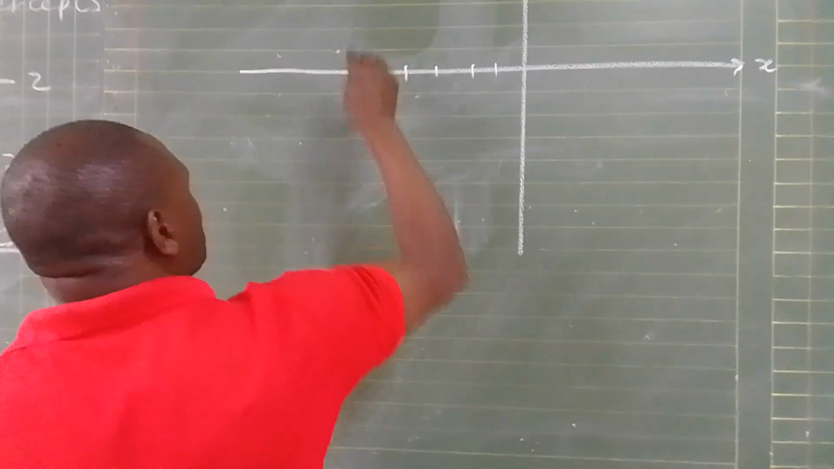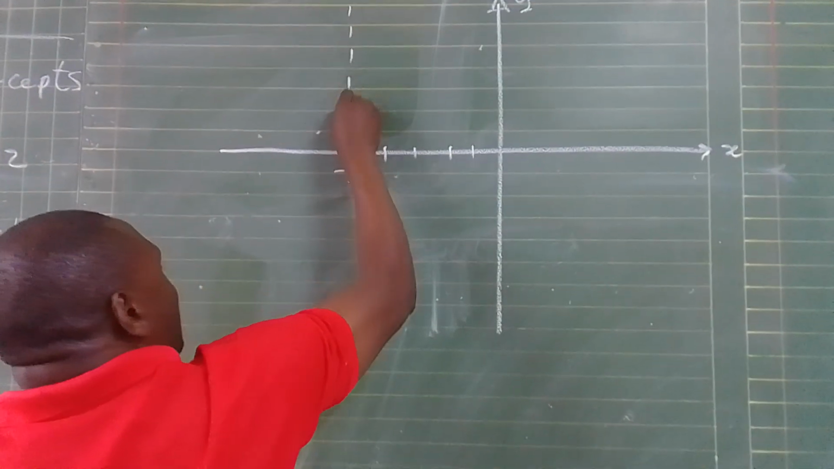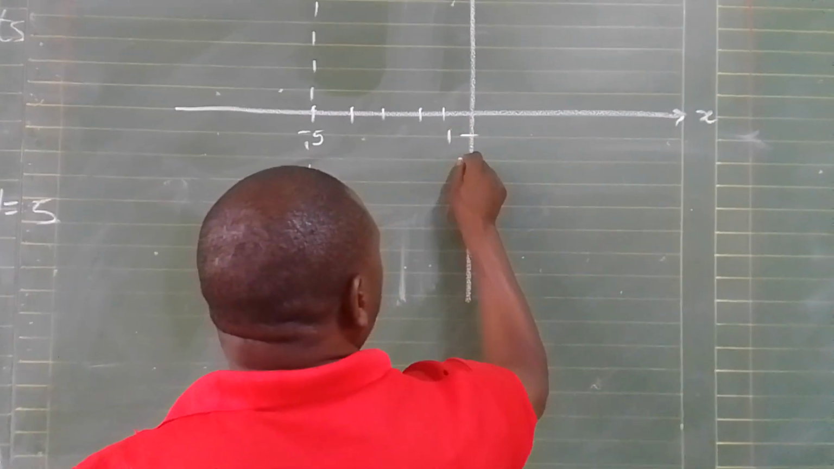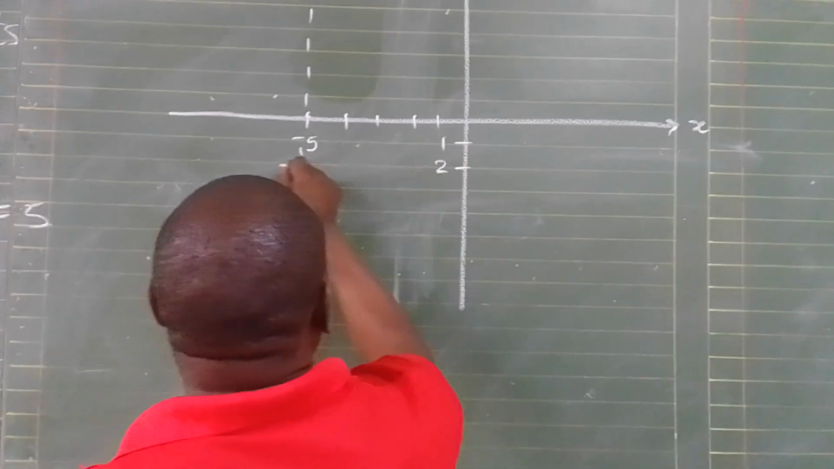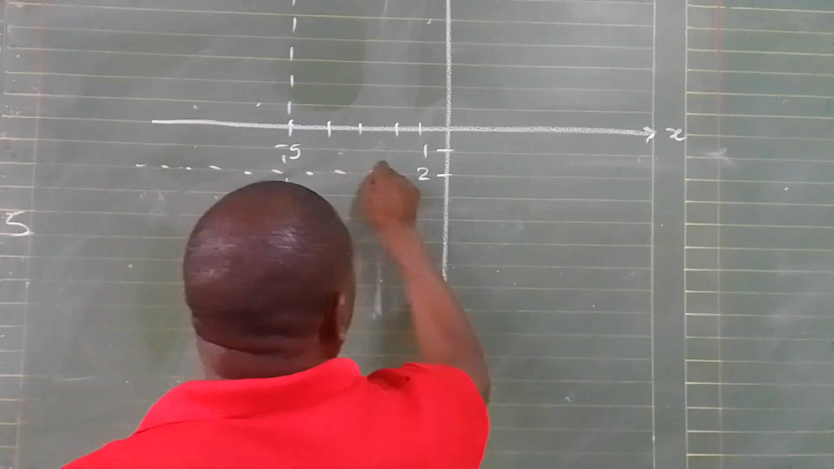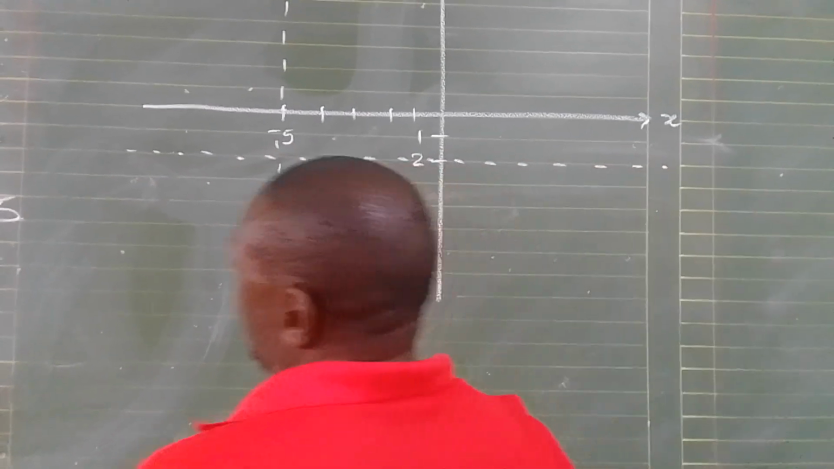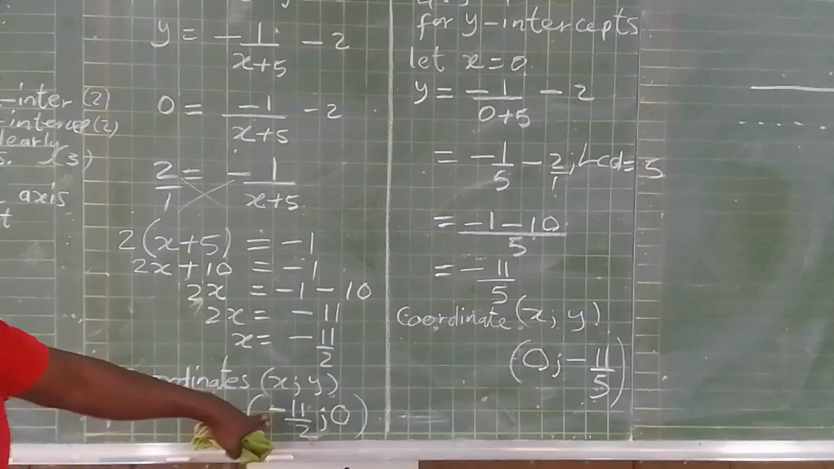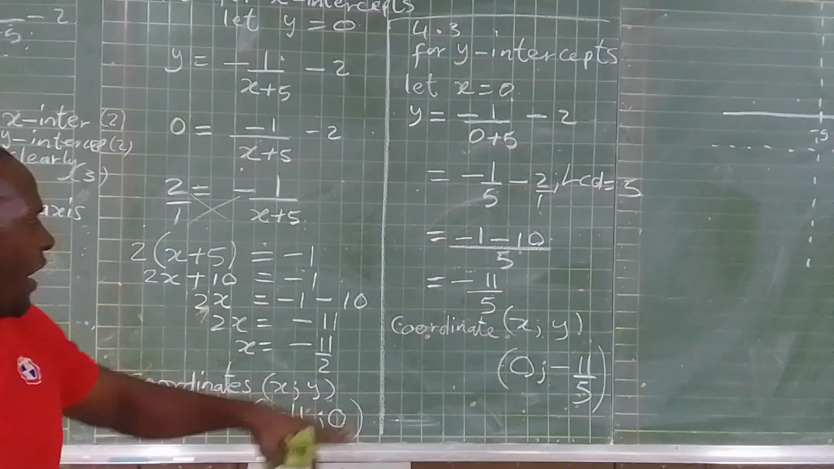Now I put my asymptote here, and minus 2, minus 1, minus 2. I put my asymptote here. Now we come to plug in the calculated coordinates of x and y.